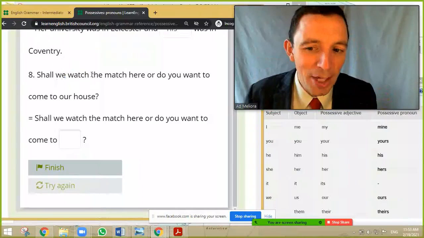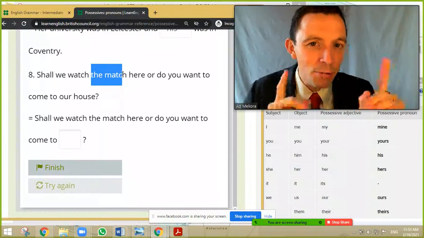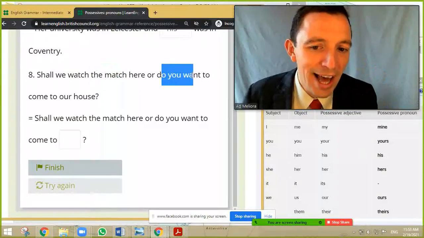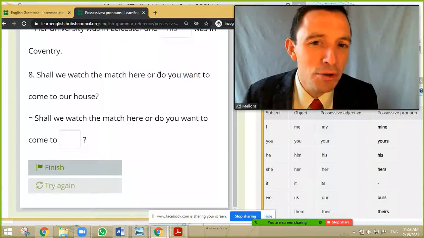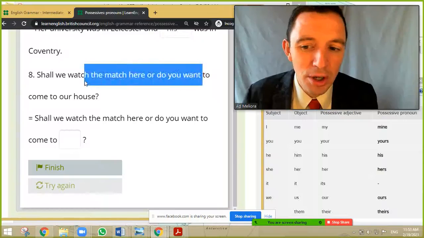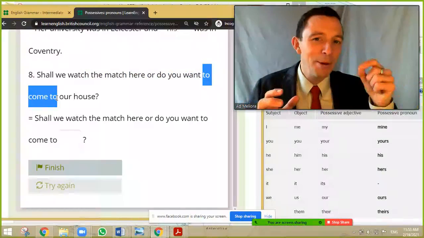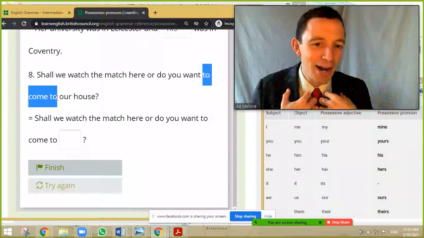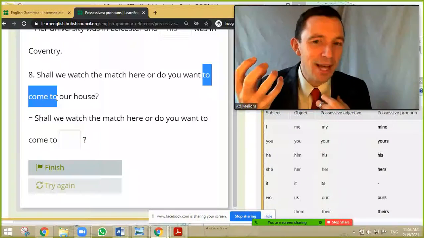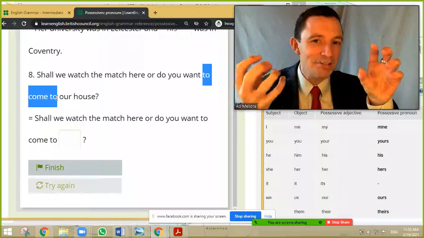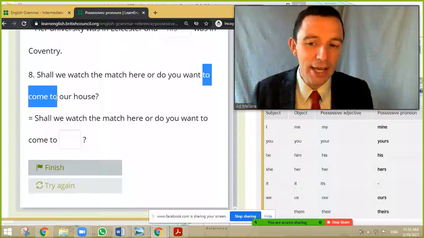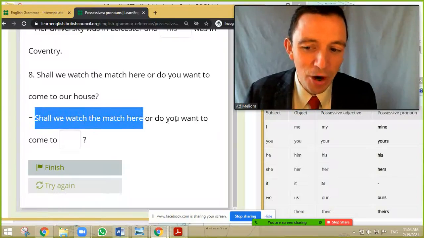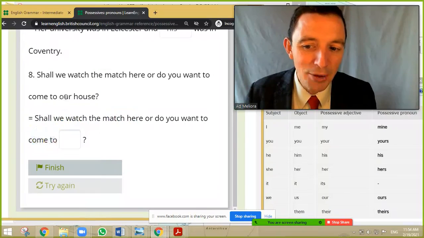Okay, watch the match, el partido in Espanol, the football match, the game. Here, or do you for the question. Affirmative, you want, but do for the question. Do you want to come to? So the verb to come, typical preposition to come to and to go to. Direction, preposition for movement. Our house, possessive adjective, and the substantive house, and the adjective our for possession. Okay, so the transformation. Shall we watch the match here, or do you want to come to our house?